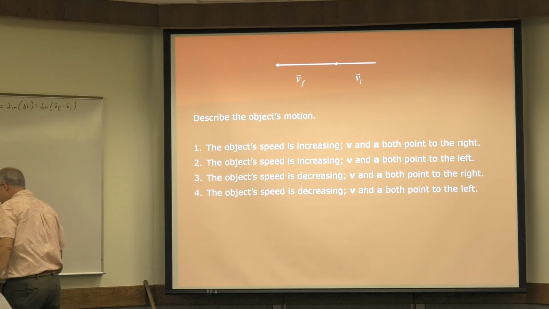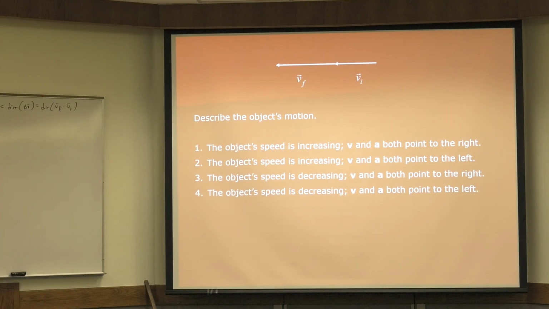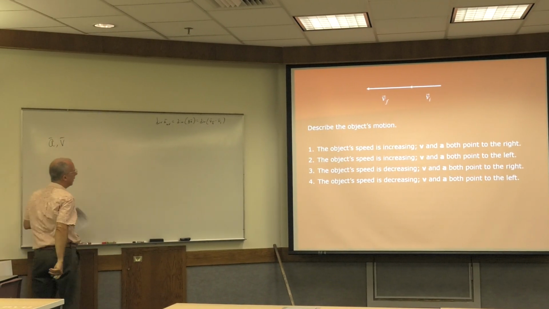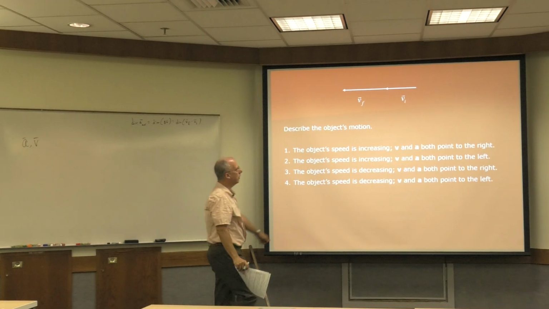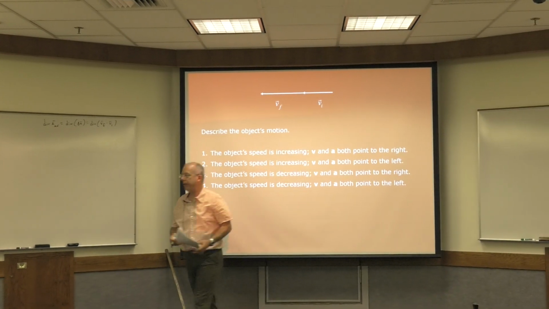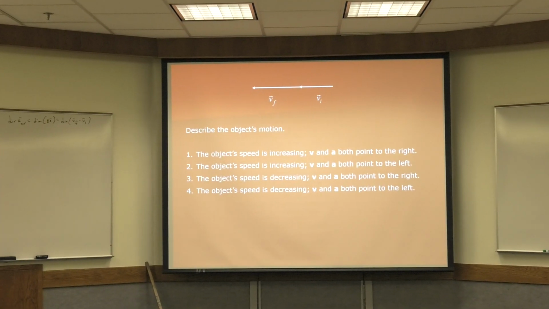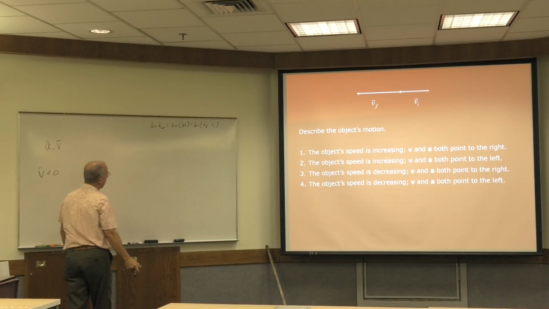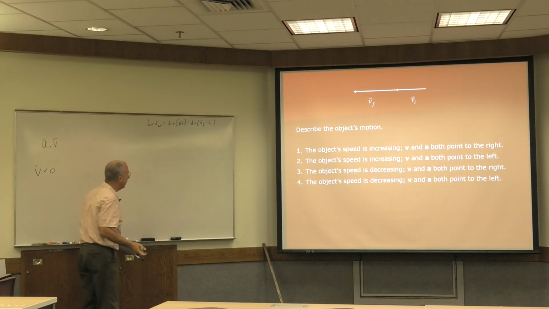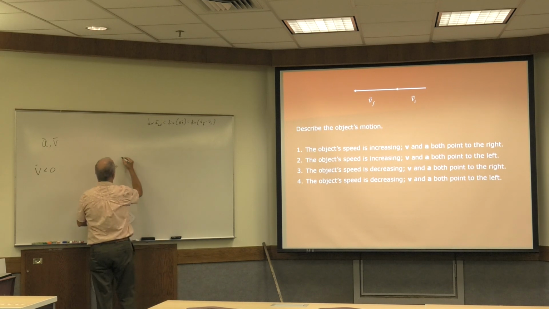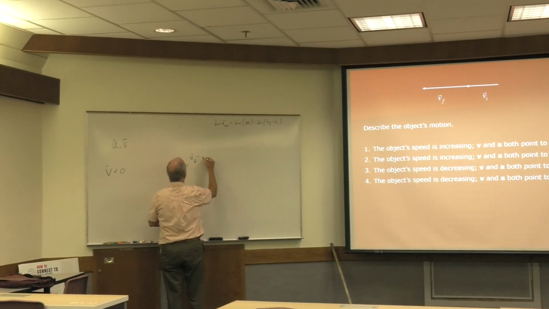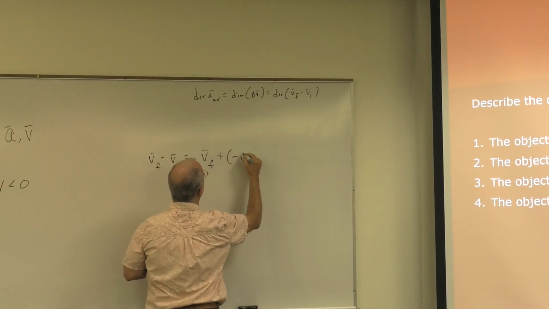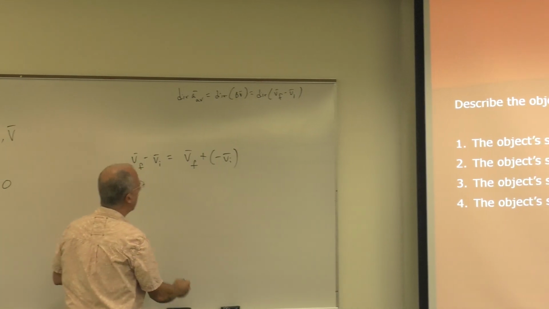Okay, let's do it. So again, what do you have to know? You have to know A and you have to know V. Okay? Let's see, the thing is moving to the left. So that means V is negative. Right? And now we have to know A, the direction or the sign, right? We're going to just use that. So V final minus V initial equals V final plus negative V initial. Okay, so V final is this.